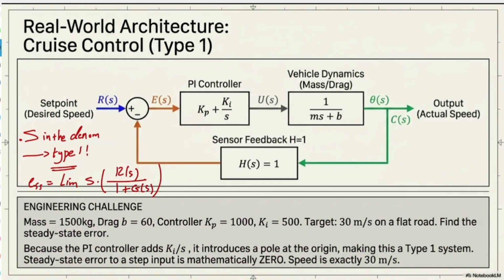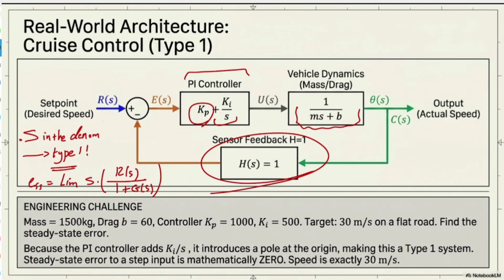And the real world architecture is about closed loop control type 1. What does that mean? Imagine that you have a system like this, the actual closed loop control for vehicle dynamics. This is the actual controller and actual system. I have the PI controller, so KP is for proportional and KI is for integrative. Then I have the vehicle dynamics based on the mass and the drag itself. And then I have a sensor.